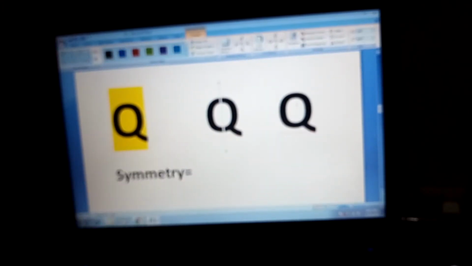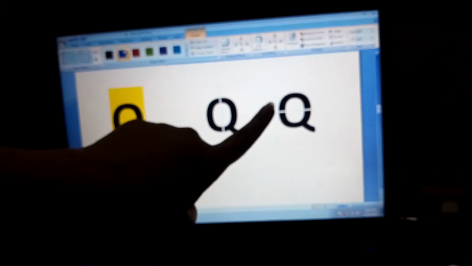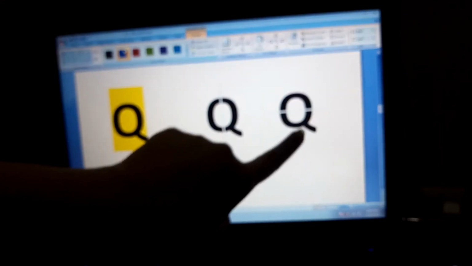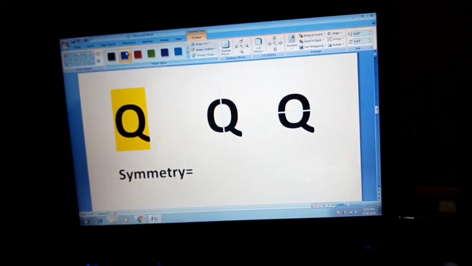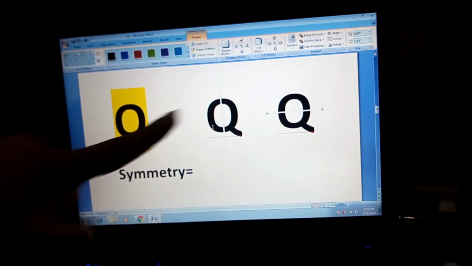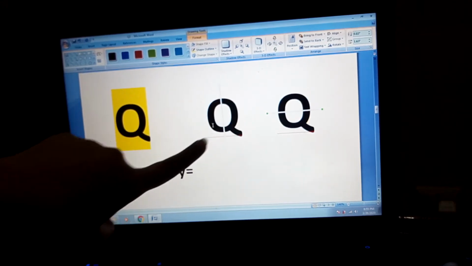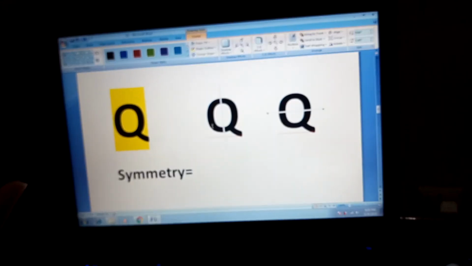Now, if I cut it from the horizontal line, again you can see it is not the identical part, it is a semicircle. Again this semicircle also has this part, so it is not a symmetrical line. If we cut it along the diagonals of this Q, we also don't obtain the same identical reflection of the Q.